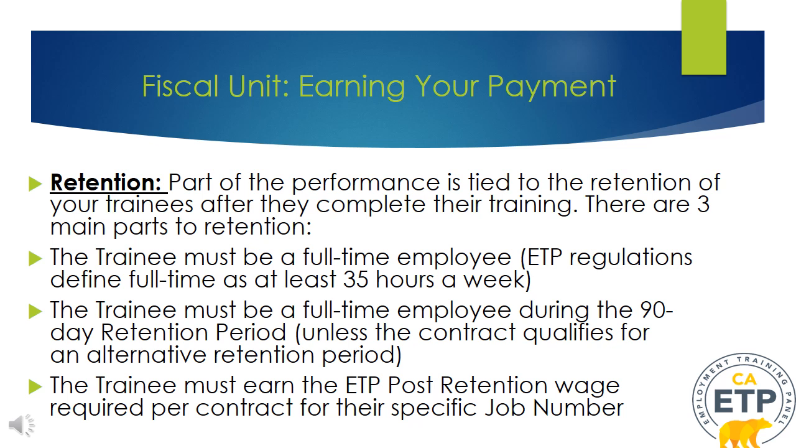The trainee must be a full-time employee. ETP regulations define full-time as at least 35 hours a week. Your contract can have other specific requirements, but please follow those requirements in your contract. The trainee must be a full-time employee during the 90-day retention period, unless your contract qualifies for an alternative retention period. The trainee must earn the ETP post-retention wage required per contract for their specific job number.